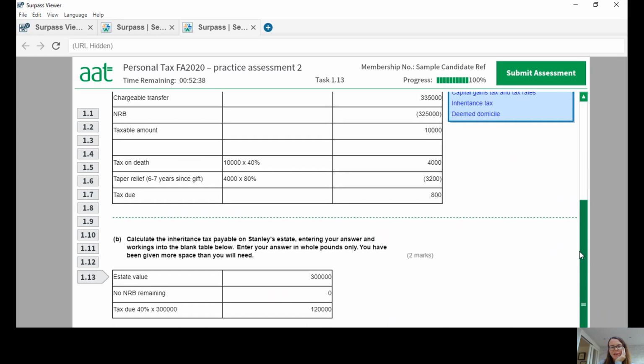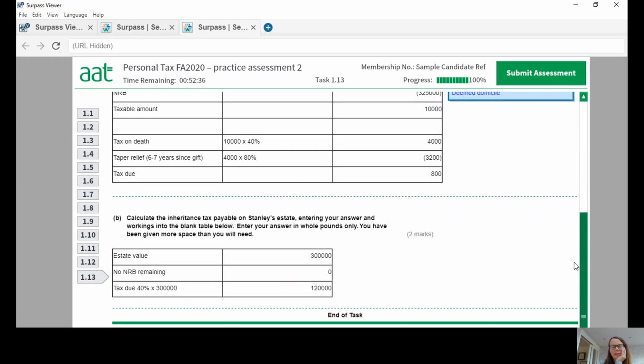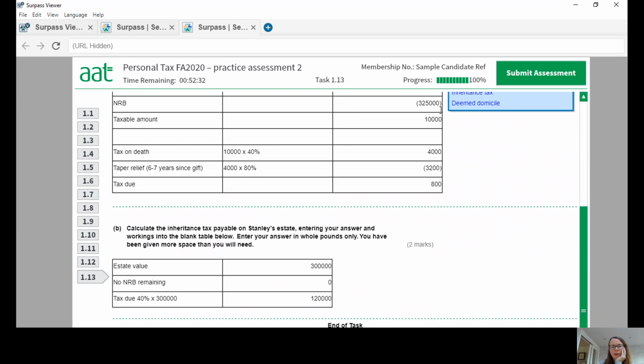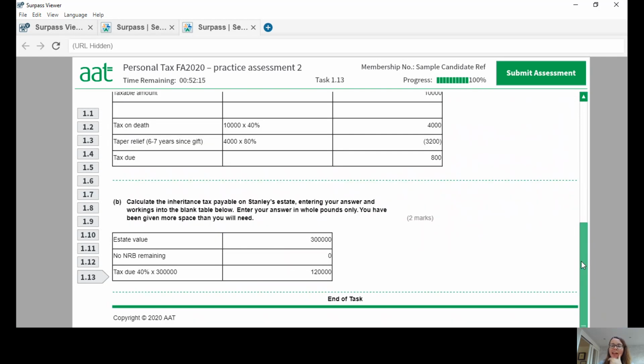Just think, if he had just lived another 6 months, that 325,000 would have become a potentially exempt transfer, and then that would have cancelled out, and that whole 120,000 would have been saved. Seems a bit harsh, doesn't it? Anyway, it's not very cheerful.